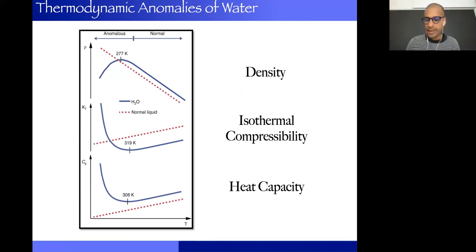But probably this is one of the anomalies that you're most familiar with, which is that water has a normal behavior after some temperature in terms of the density, but it has this weird peak in the density at 4 degrees Celsius. So all this region below 4 degrees Celsius is anomalous. It's counterintuitive.